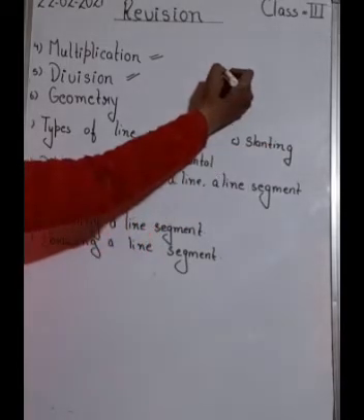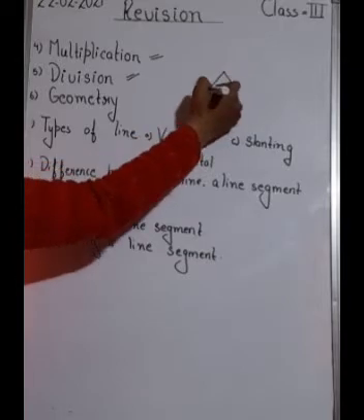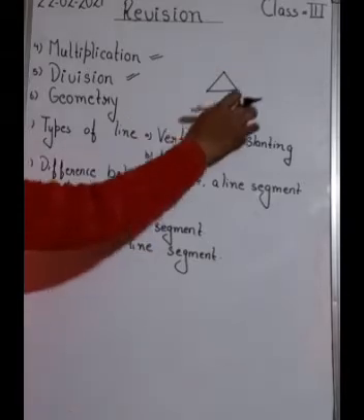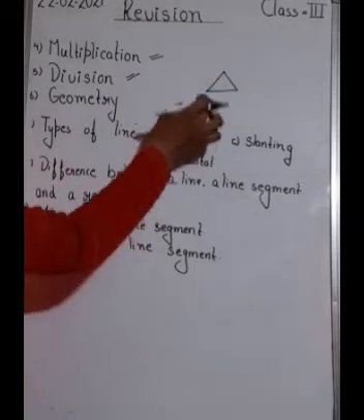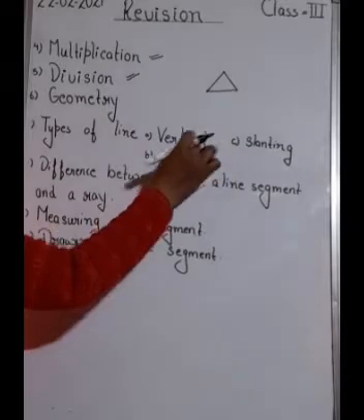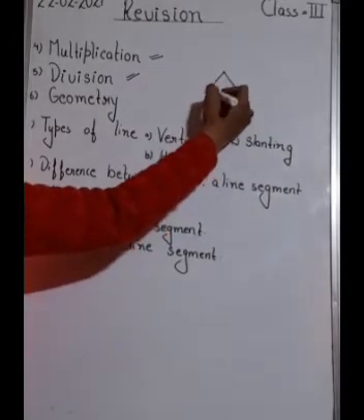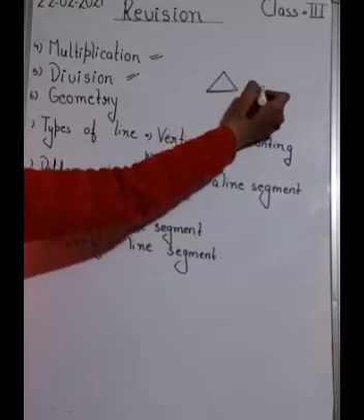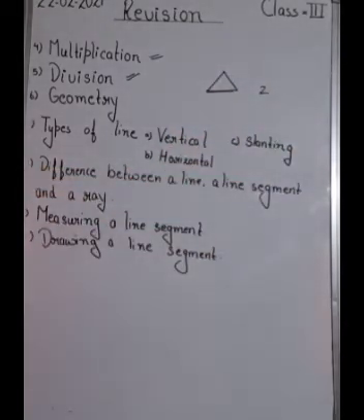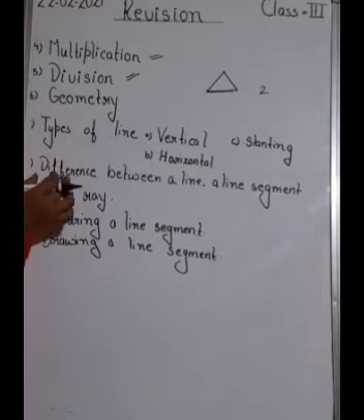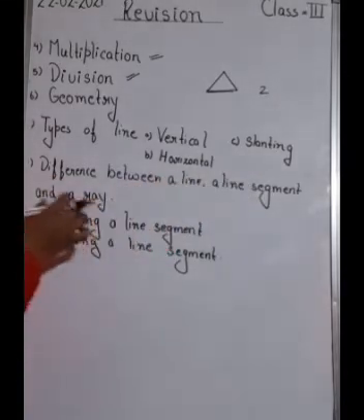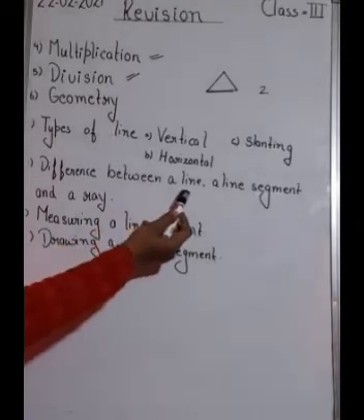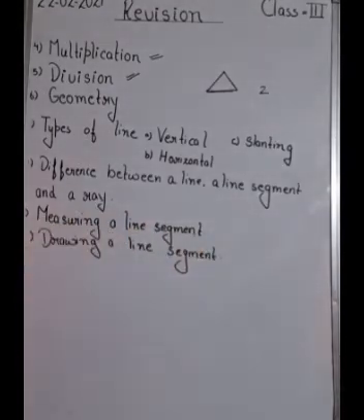Your question can come like, I have drawn a figure and I will ask you how many vertical lines, horizontal lines or slanting lines are there in this figure. So your answer will be: how many vertical lines? 0. Horizontal line, 1, this is your horizontal line. And how many slanting lines? 1, 2, 2 slanting lines. Clear? Next is to write down the difference between a line segment and a ray. So you have to understand what the difference between a line segment and a ray is.